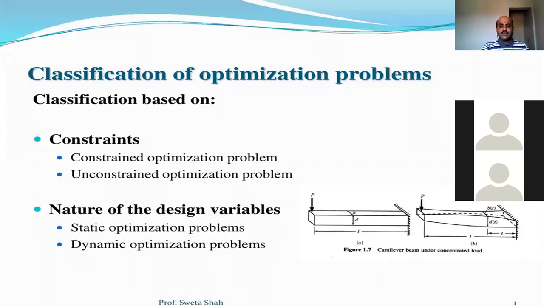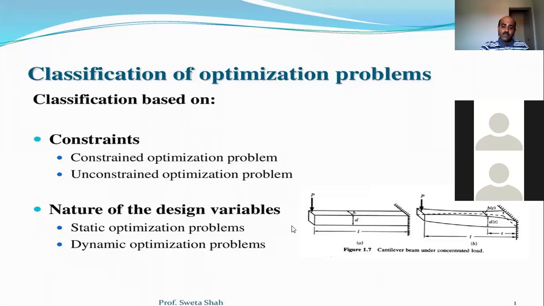So constrained optimization problem, and the second one is called unconstrained optimization. If we find an optimization problem with constraints, whether equality constraints or inequality constraints, then it is said to be a constrained optimization. That's what I was discussing in the previous slide. And if there are no constraints in the optimization problem, then it is said to be an unconstrained optimization.